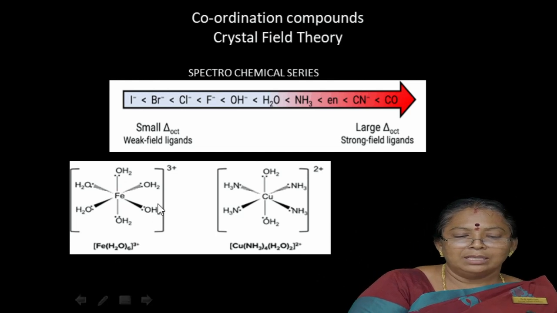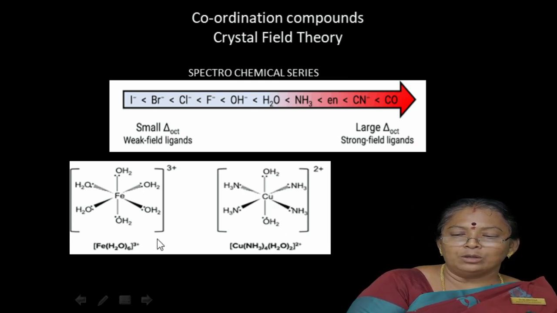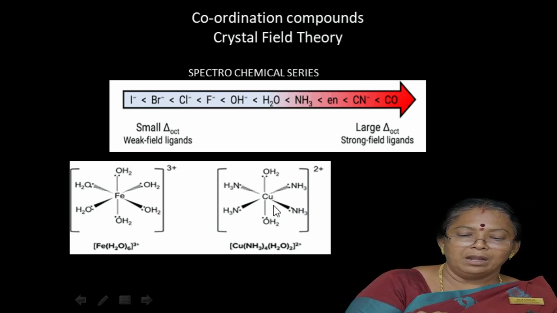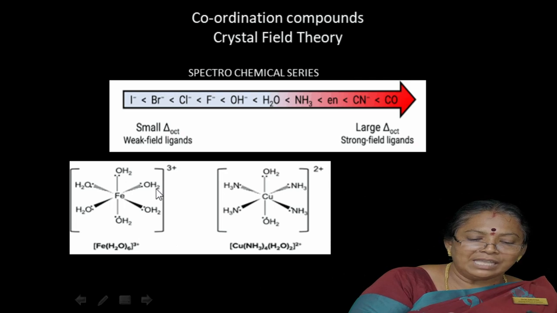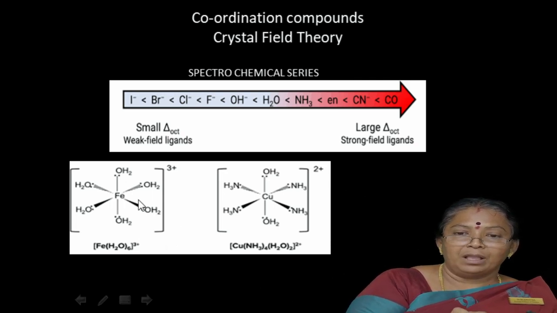Here you see, this is the iron compound with H2O molecules. Here ammonia, copper, ammonia. Iron with water molecules, this color is purple. Here water and ammonia molecules, this is blue color. Here mixed ligands are linked with the copper ion. Here the same ligands, all aqua molecules, are linked with the iron atom.